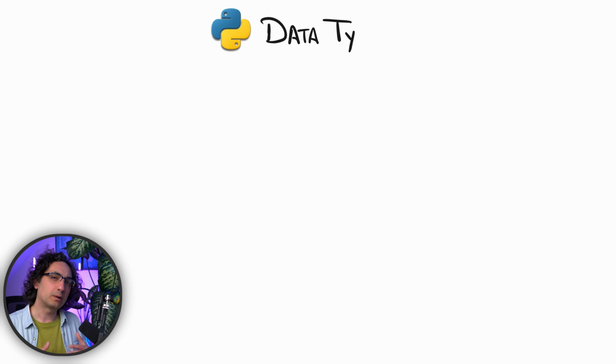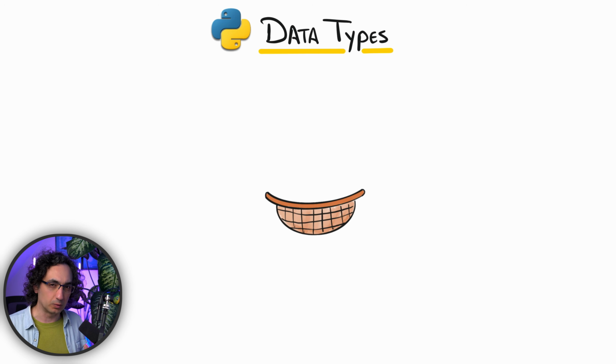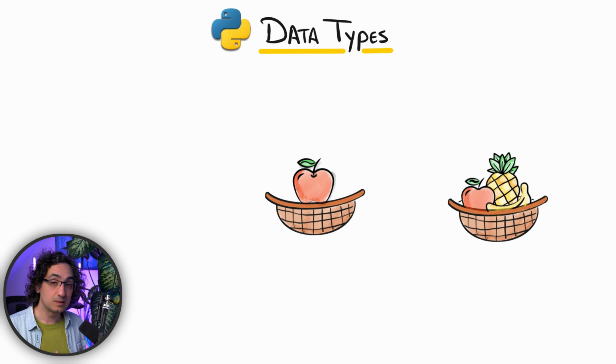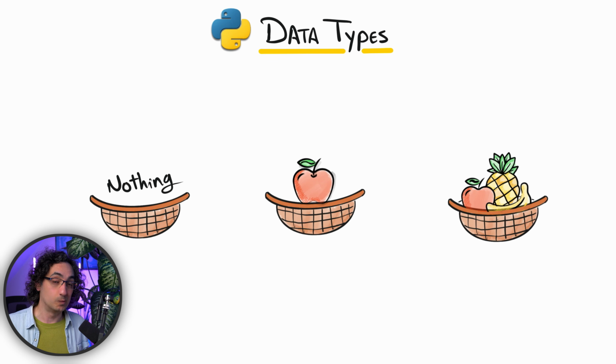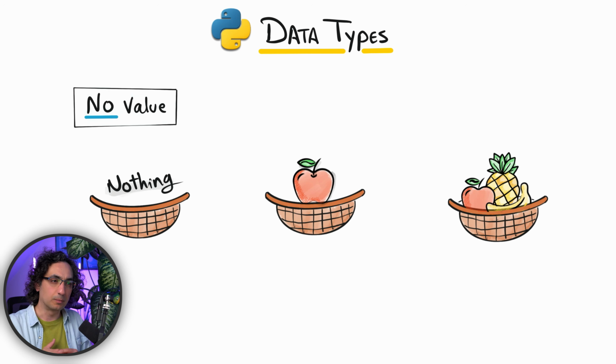Well, there are many ways to categorize the data types in Python, but I do it like this. I think about it as 3 categories, 3 baskets. One basket holds one fruit, one value. Another one holds many fruits, many values. So this is the second category. And the third one doesn't hold any value. It is an empty basket. So let me walk you through them one by one. The first basket, the first group, is completely empty.